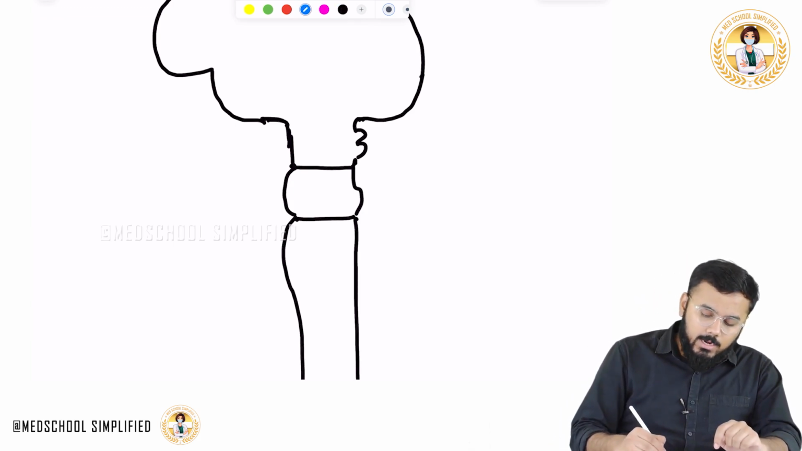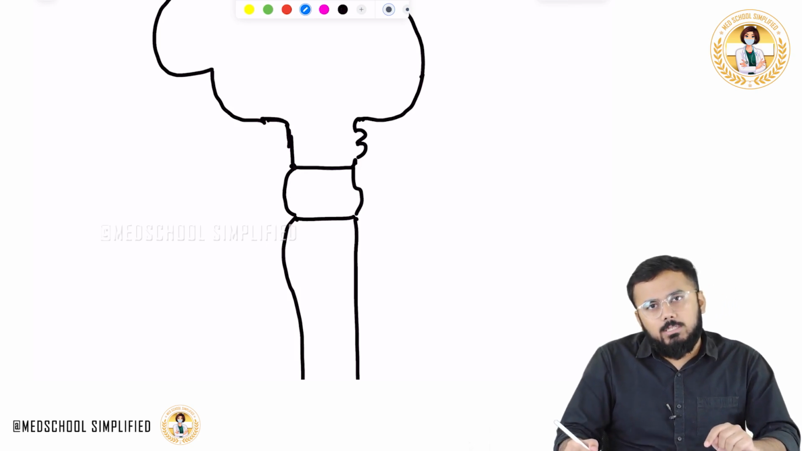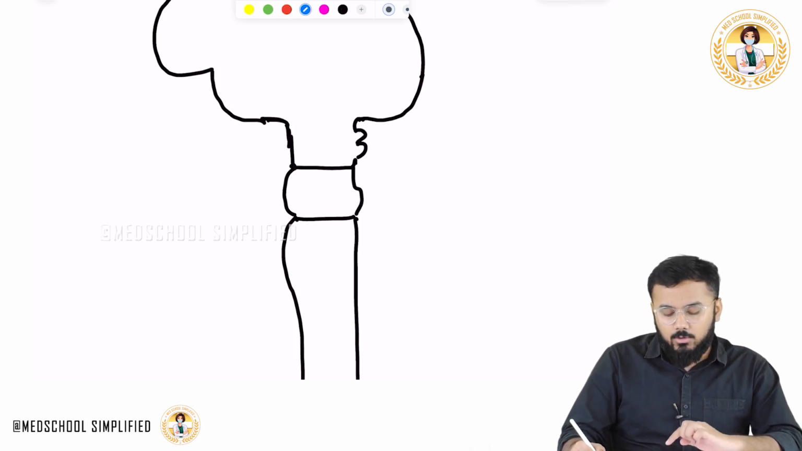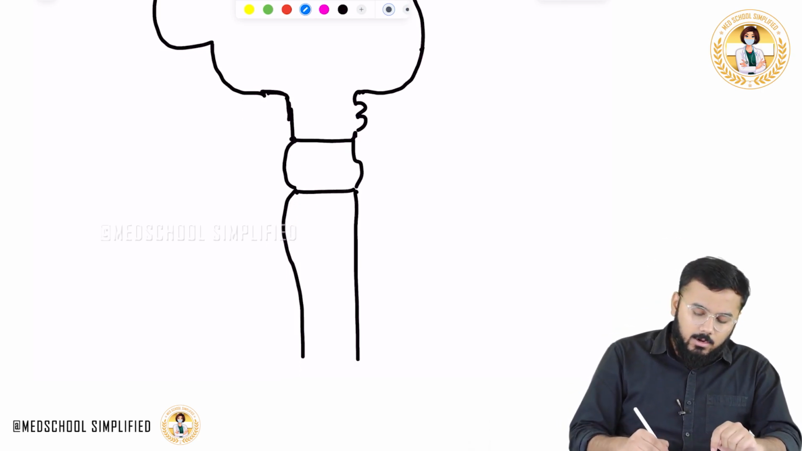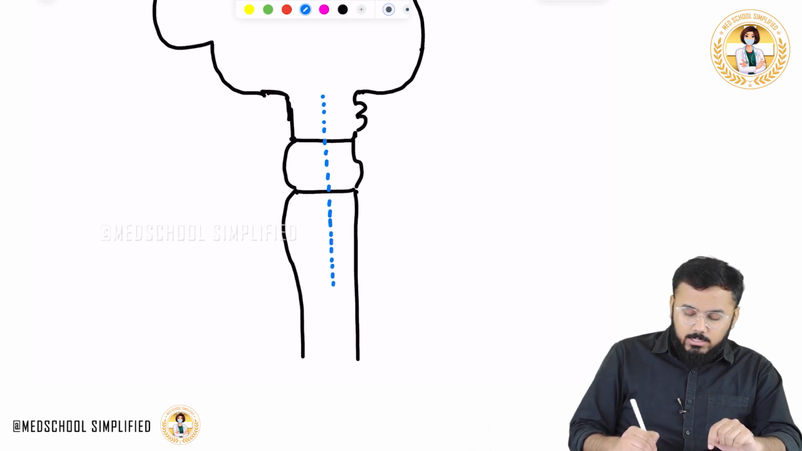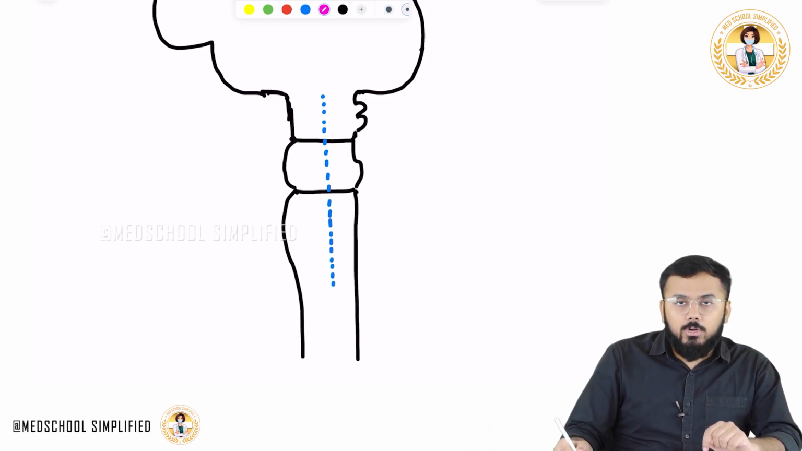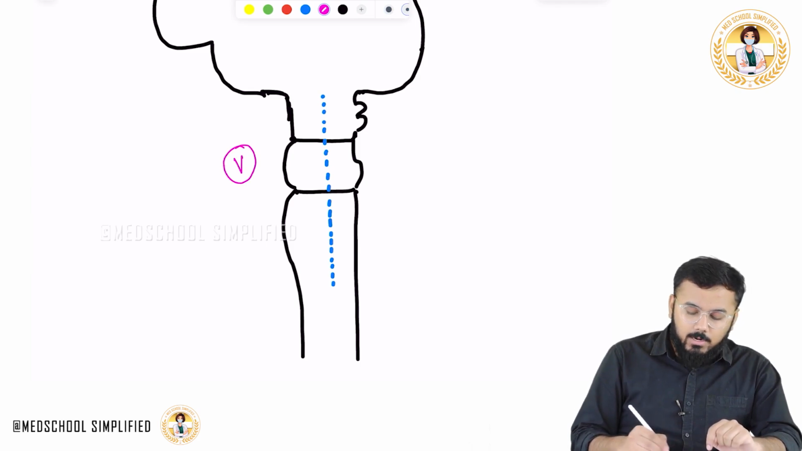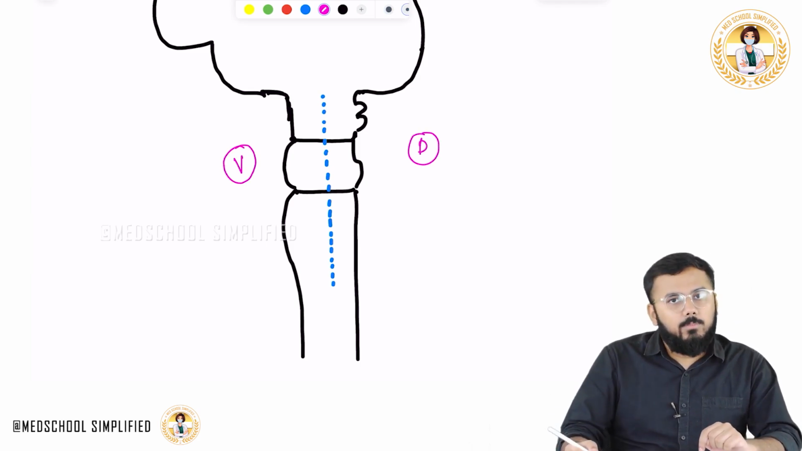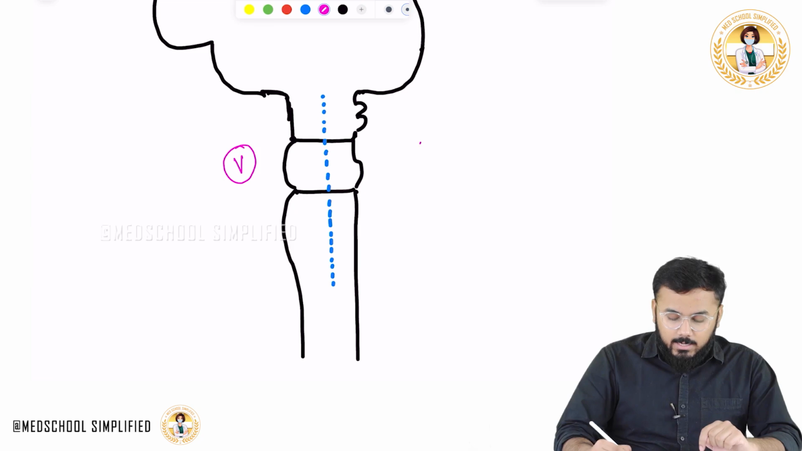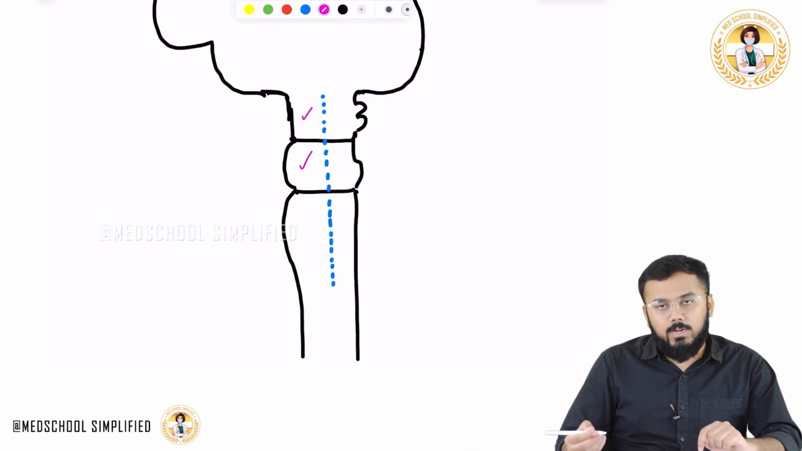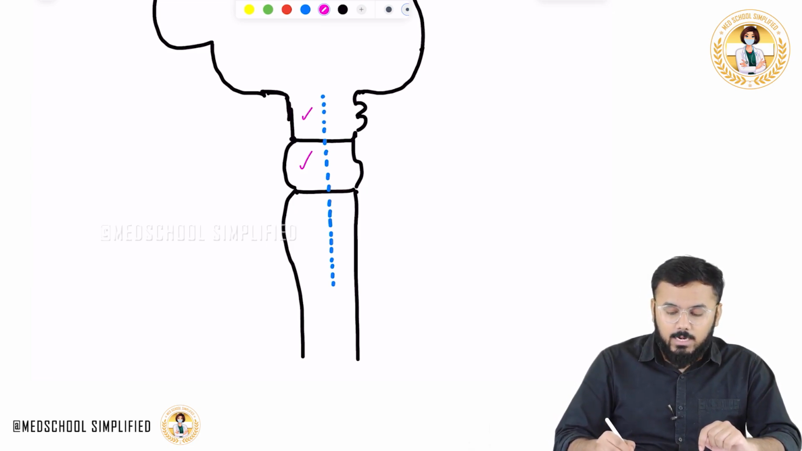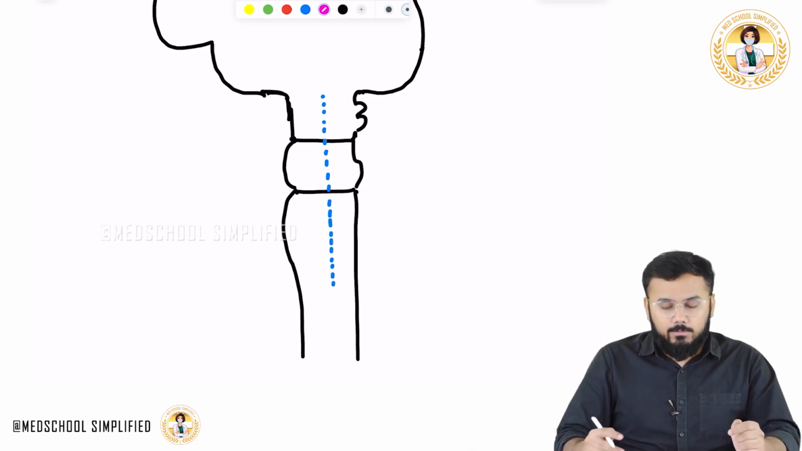Now I am dividing the brainstem. What is the brainstem? The brainstem is nothing but your midbrain, your pons, and your medulla oblongata. Three of them together are called the brainstem. Now I will divide this brainstem into two halves. What are the two important things you can see? This is the ventral part of the brainstem, and this is the dorsal part. So this part is the ventral part of the midbrain, this part is the ventral part of the pons, and this part is the ventral part of your medulla oblongata.